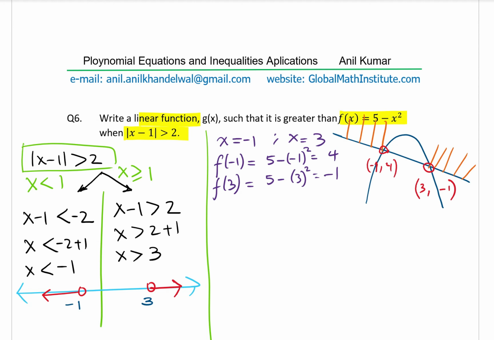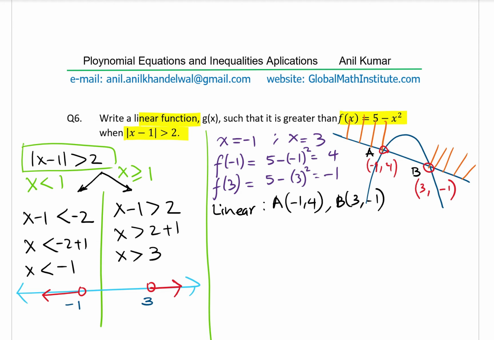Now we are interested in finding the linear function. Perfect. Do you understand? So now let's find the linear function. So linear function, which is going through 2 points, let's call them A, which is minus 1, 4, and B, which is 3, minus 1. Does it make sense? We're calling this point as A and the other one as B. Correct? So that is what it is. Now we can find the equation of line and we get our function.